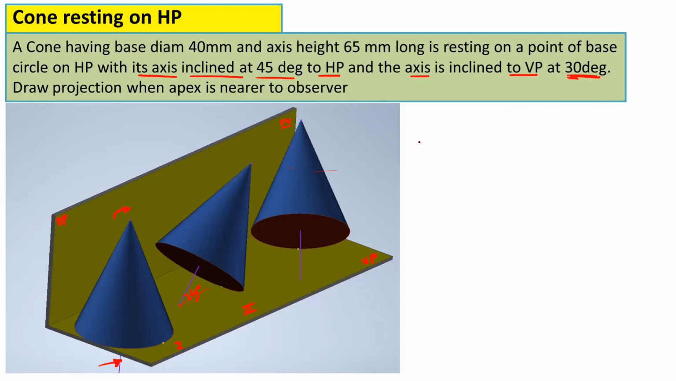So your sequence, first draw the top view in the first stage. So this is your first step. So if you observe from the top direction, for this cone, its top view will be a circle. Then take the projection, draw the axis line, and you can mark the given height. So axis height, it is equal to 65 mm. Okay, so its front view, it will be a triangle. So this is your second step.